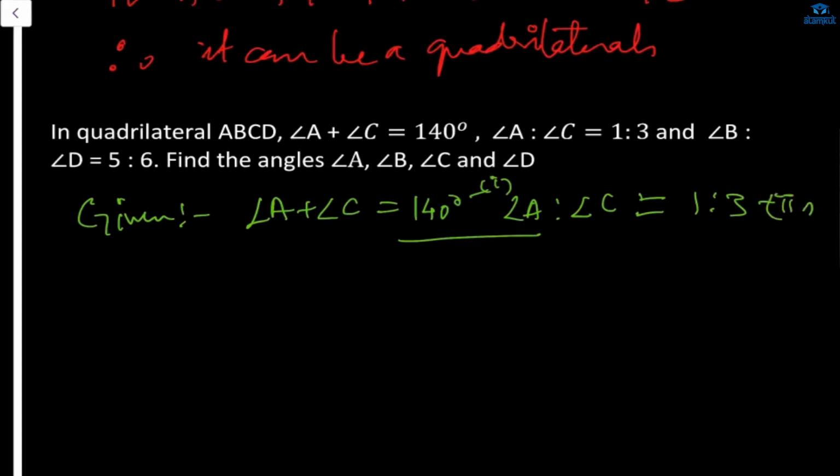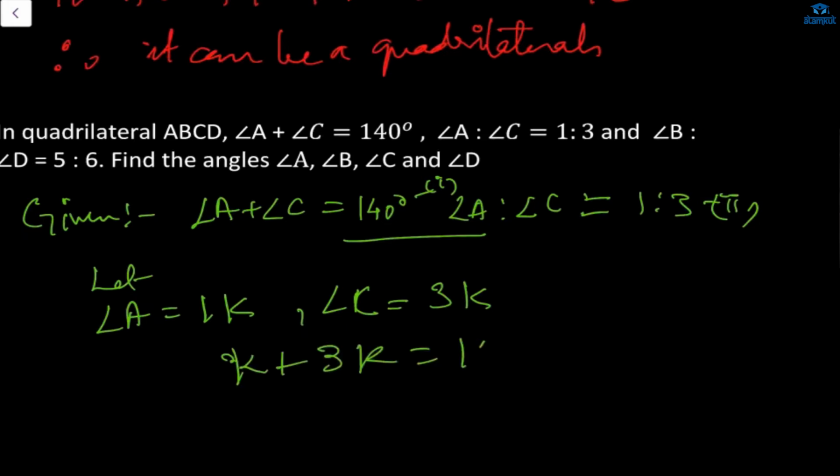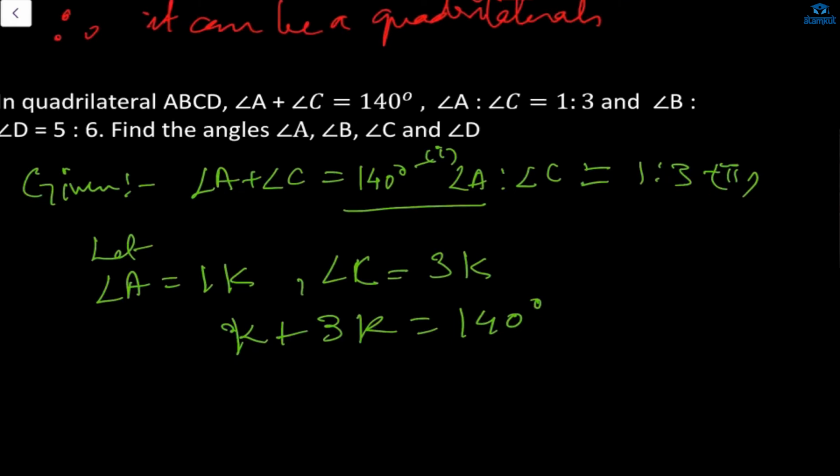I have already explained that whenever ratios are given, they are not the exact values, so we always multiply with a constant value K. So angle A can be taken as 1K and angle C can be taken as 3K. So from the given, angle A plus angle C is equal to 140 degree. That means K plus 3K is equal to 140 degree, which implies that 4K is equal to 140 degree. So the K value is what? 140 degree divided by 4.